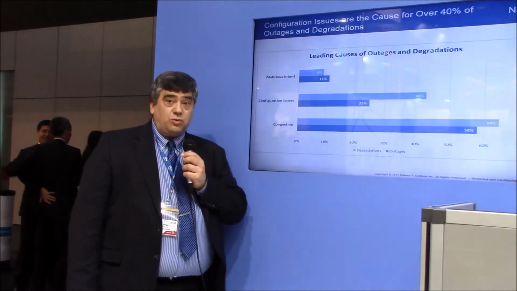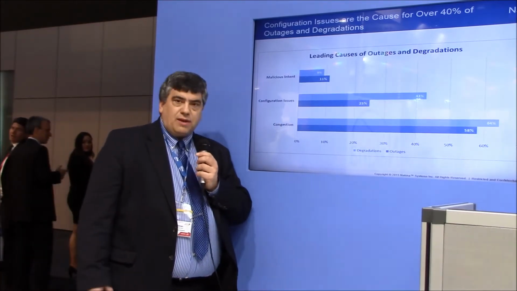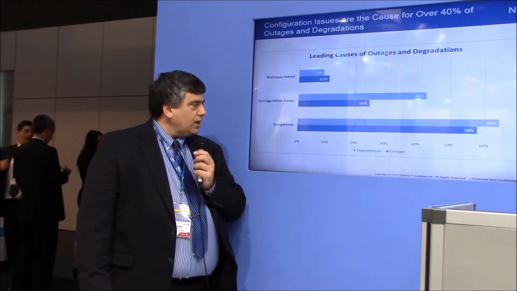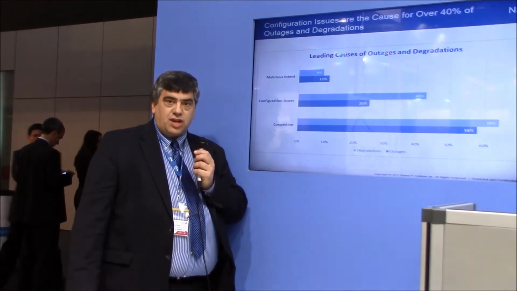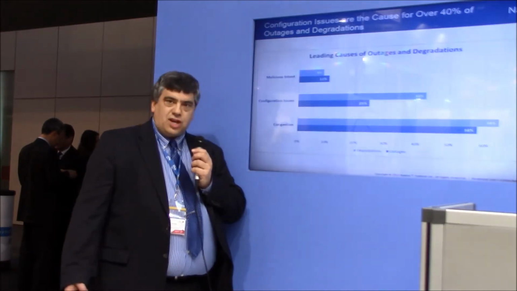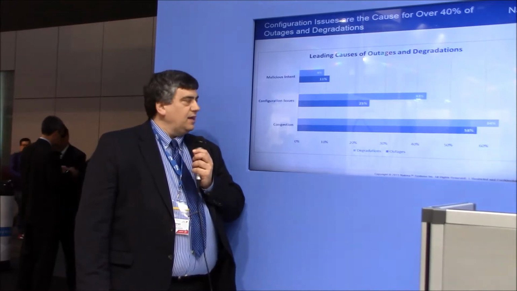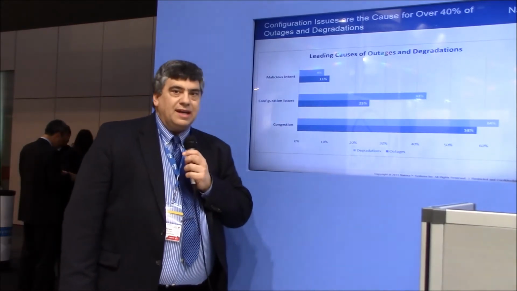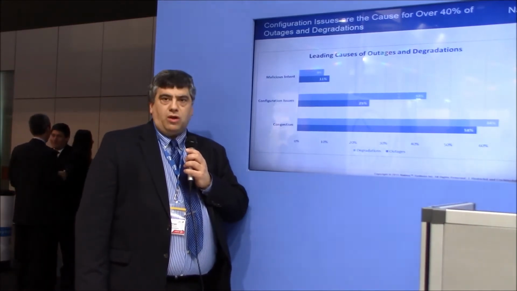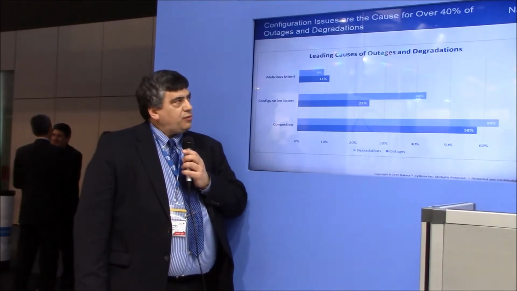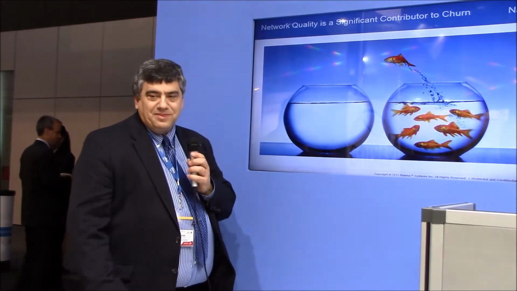When you look at the actual causes of the outages, yes, there is some malicious intent, but there are a lot of configuration issues in the network. A lot of the other mobile problems are centered around congestion. Surprisingly, a lot of the congestion problems are caused by configuration issues. So tackling configuration issues in a mobile network is key in being able to improve the overall quality of mobile networks.